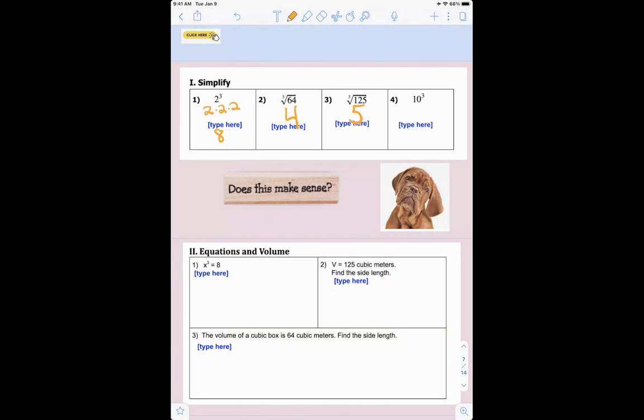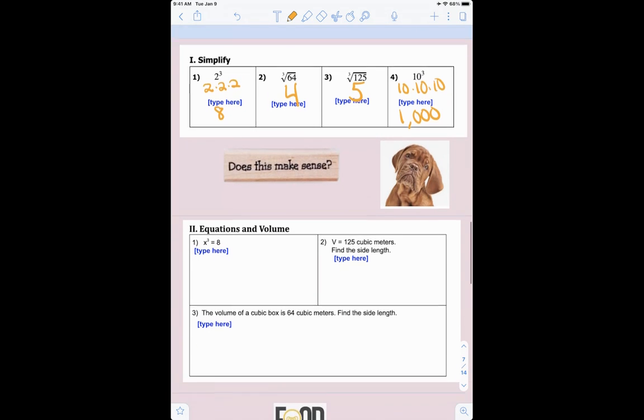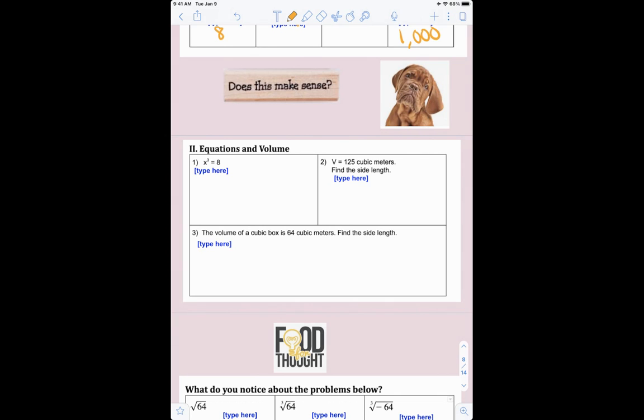And then 10 cubed means 10 times 10 times 10, which is 1,000. So the question is, does this make sense? Okay, so now we're going to take a look at a couple of equations. We're going to solve these.